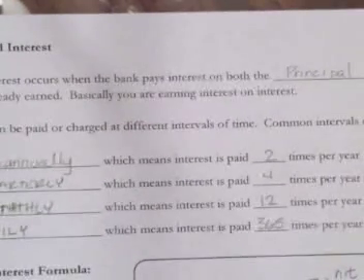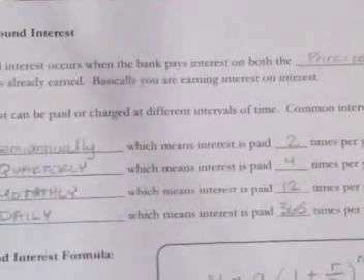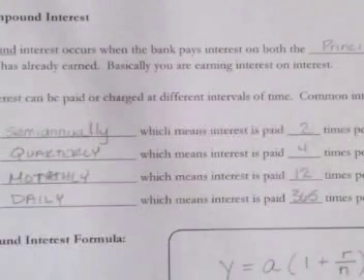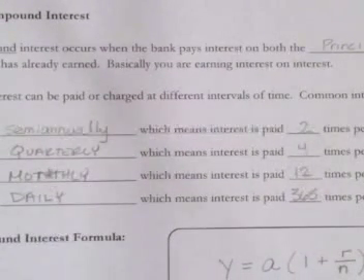And the interest can be charged at different intervals of time. Compounding annually would be once per year. Compounding semi-annually would be twice per year. Compounding quarterly means you're paid 4 times per year. And if you compound monthly, you're paid 12 times a year, and you can even be compounding daily at 365 times per year. So let's see what the formula looks like.